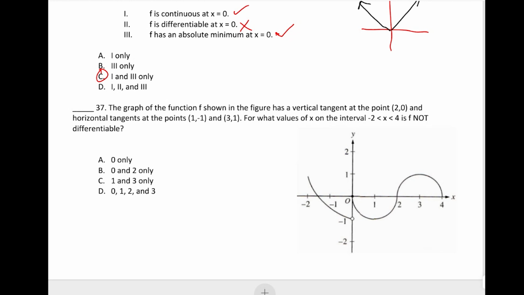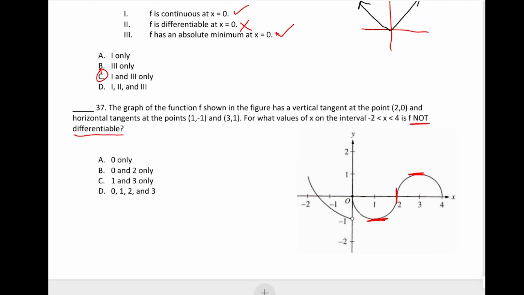37 says a graph of a function f is shown in the figure. The graph of the function f shown in the figure has a vertical tangent at (2, 0). So we got a vertical tangent right here, and horizontal tangents at (1, -1), so horizontal tangent here, and (3, 1). For what values of x on the interval is f not differentiable?